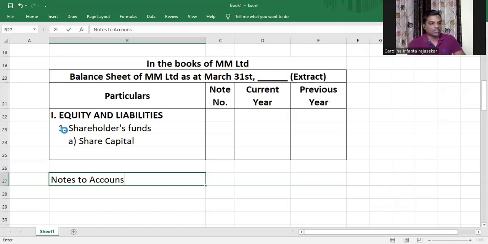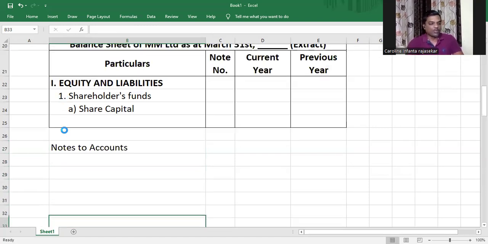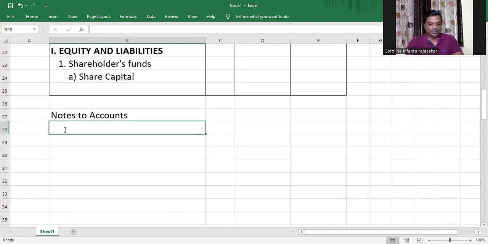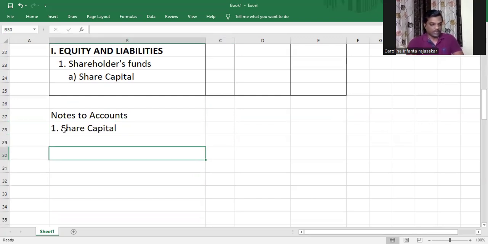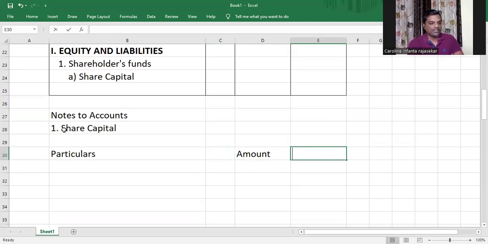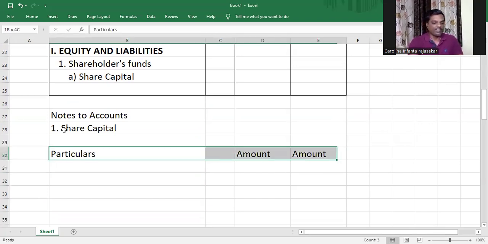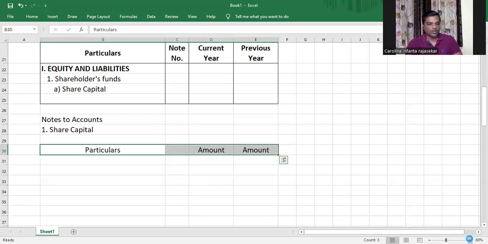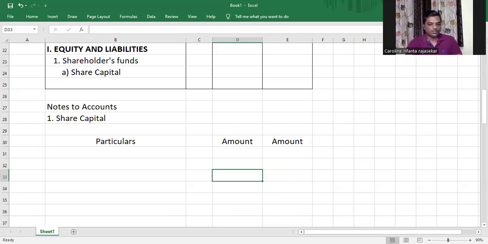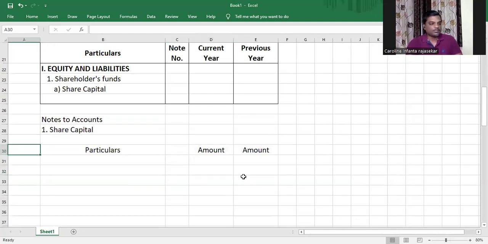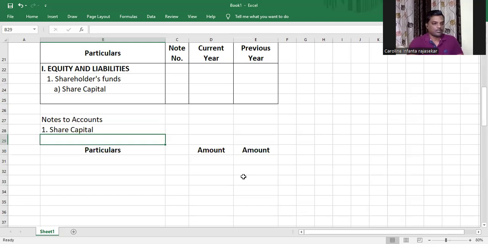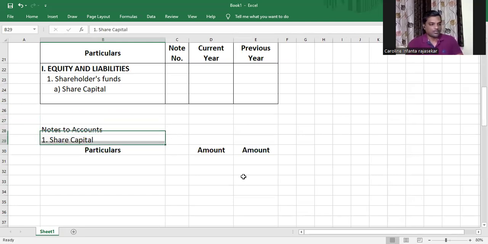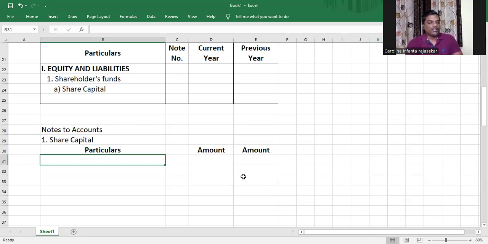I'll be filling the numbers once I'm done with the notes to accounts. Notes to accounts. The schedule that I'm going to prepare for is for share capital. I'm going to give it note number 1, share capital. And I'll have a particulars column in the note number. And I'll have 2 amount columns. You'll understand why we have 2 amount columns as I solve the problem. Understood or not, my dear children? Okay, good.